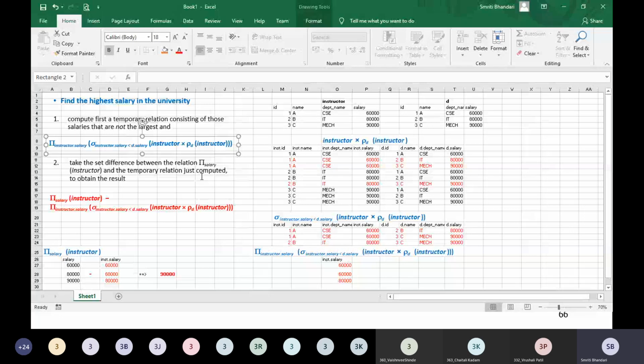So this is one way to find out this maximum salary. As I mentioned, this is not the only way. We have some advanced functionalities in relational algebra that will directly give us the maximum value. We have that functionality available, right?